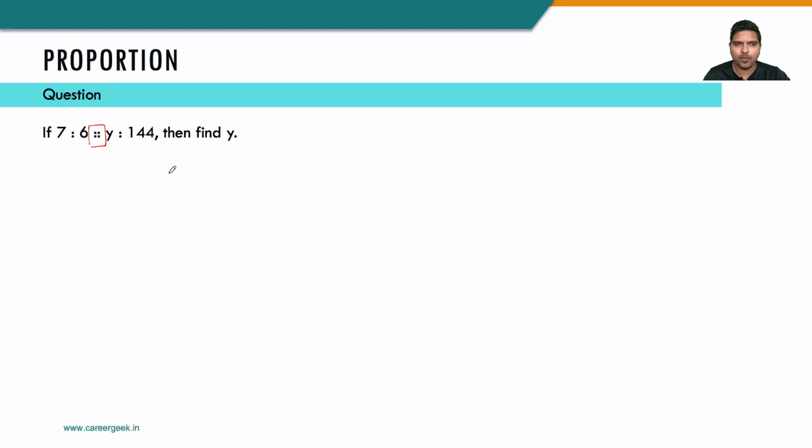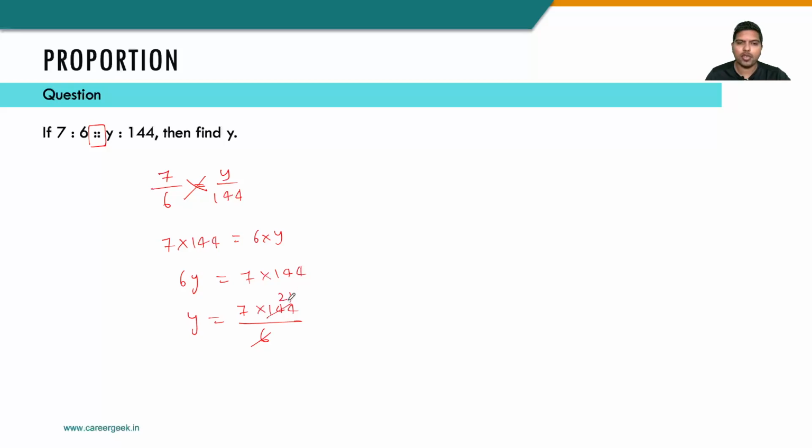So we have seen this is straightforward. The ratio of 7 and 6 is the same as the ratio of y and 144. We'll cross multiply. We get 7 into 144 is 6 into y, or 6 into y is 7 into 144. We divide by 6 and you can calculate. You'll get the value of y as 168. This is a basic example of how you can solve proportion. So remember, proportion means the ratio is constant.